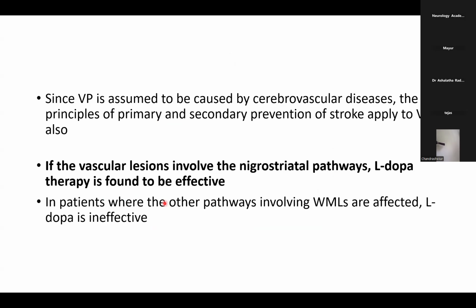Since vascular Parkinsonism is assumed to be caused by cerebrovascular disease, the principles of primary and secondary prevention of stroke also apply to this condition. If the lesions involve the nigrostriatal pathways, L-DOPA is found to be effective. In patients where other pathways of the white matter are involved, levodopa has been found to be not effective.